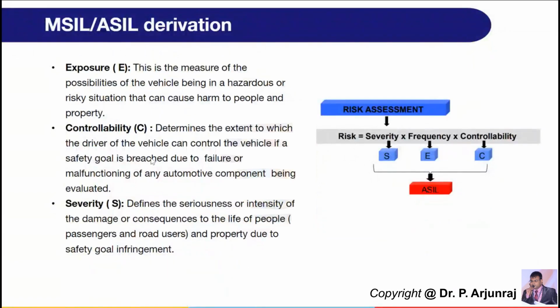And next comes the second category, controllability C, which determines the extent to which the driver of the vehicle can control the vehicle if the safety goal is breached due to the failure or malfunctioning of any automotive component being evaluated. Say, for example, if there is any failure or malfunctioning of any brake system, steering system, suspension system, chassis system, engine system, transmission system or battery system, any component or system for that matter, if there is any violation with respect to the safety goal, how best the driver of the vehicle can control the vehicle. That's how controllability comes into the picture. So this is what we have seen in the risk assessment: risk is nothing but the product of severity, frequency, and then the controllability.